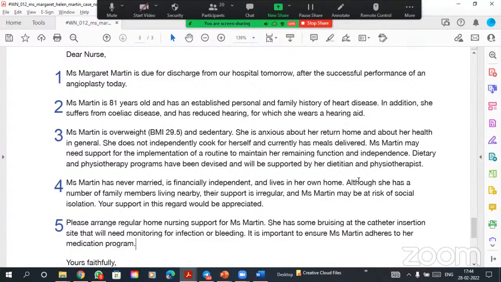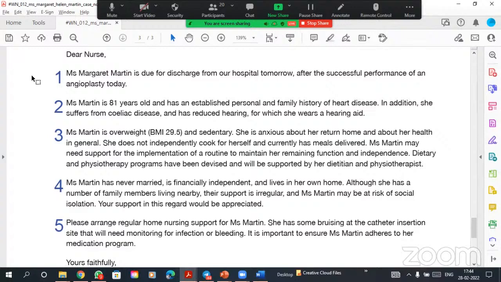So Miss Margaret Martin is due for discharge from the hospital tomorrow. So see here, 5 paragraphs. I'm not showing you what to do. See the 5 paragraphs there. Introduction and conclusion.